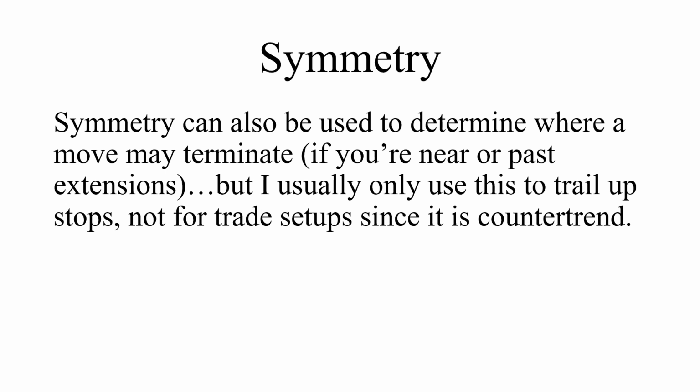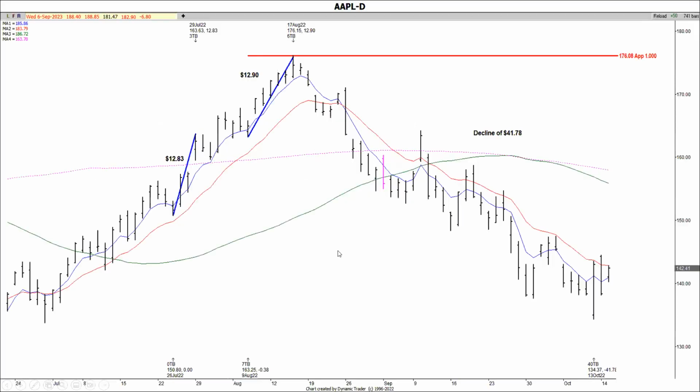But we only use this to trail up our stops, not for trade setups, because it's counter trend. Let me show you what I mean. I left the moving averages on this chart because I wanted to explain what I mean by counter trend. At this point on this Apple chart, we were past the high-low target extensions, which are the green numbers.